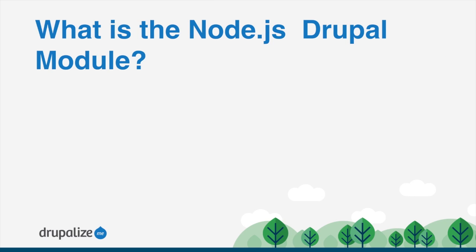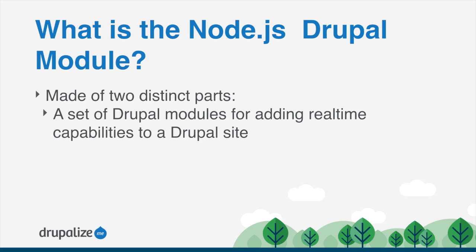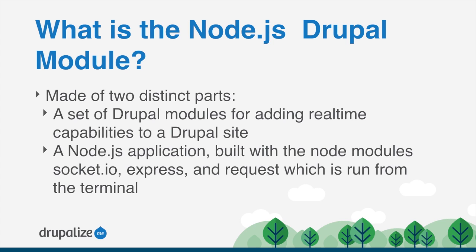So what exactly is the Node.js Drupal module? Well, it's actually made up of two distinct parts. Firstly, a set of Drupal modules that allow for adding real-time capabilities to a Drupal site. And then it's also a Node.js application, which is built with the Node modules Socket.io, Express, and Request, available from NPM, and the Node.js application itself is run from the terminal.